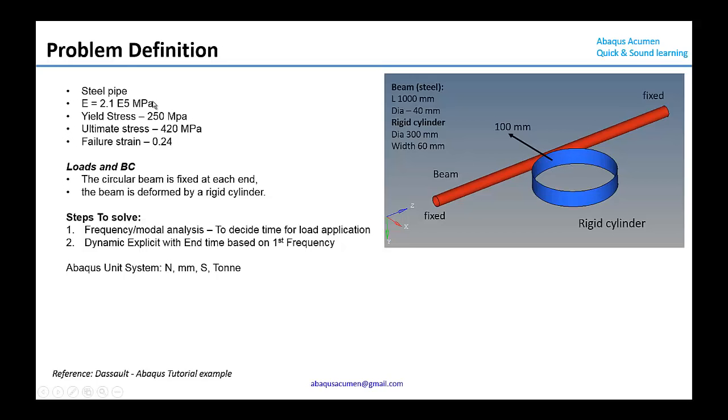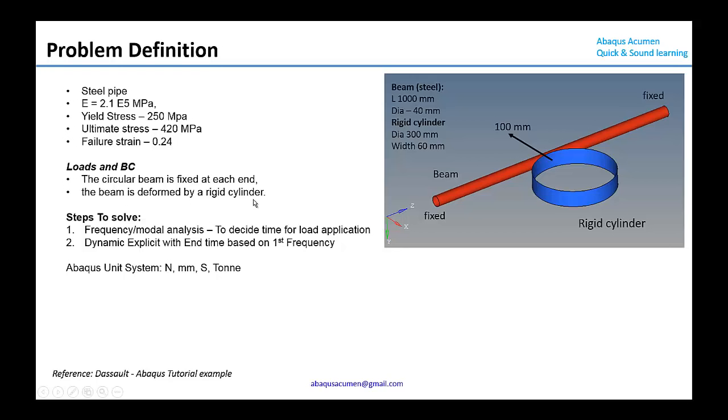The material for this beam is steel, and the material is defined in Abaqus as a bilinear stress-strain curve. So these are the properties we'll be using when we define the Abaqus material, that is steel material. And for the loads and boundary conditions, as discussed, the circular beam is fixed at the ends, and the beam is deformed by the rigid cylinder with the 100 millimeter displacement.